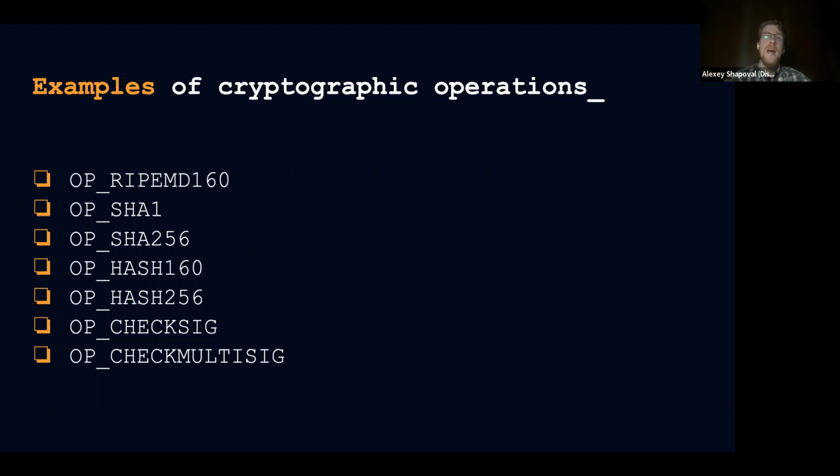So when we have a public key and we want to ensure that it corresponds to an address, we execute OP_RIPEMD160, and if the values are the same, then this public key actually corresponds to an address which we were provided with. SHA-1 and SHA-256 are obvious. These are two hashing algorithms.